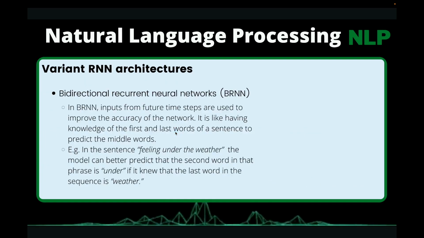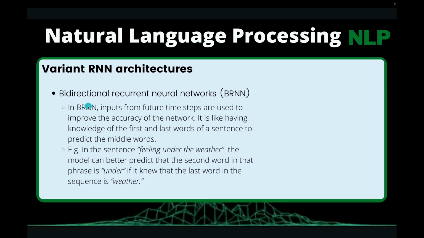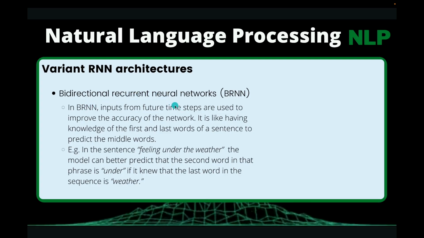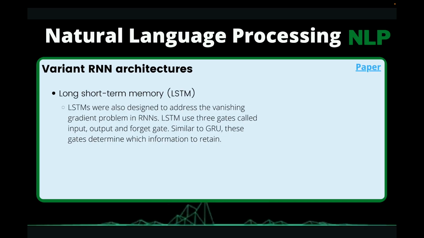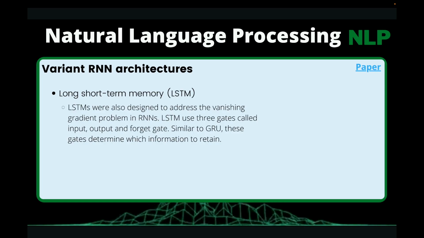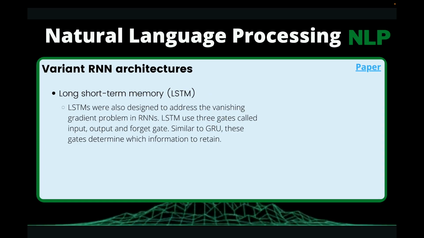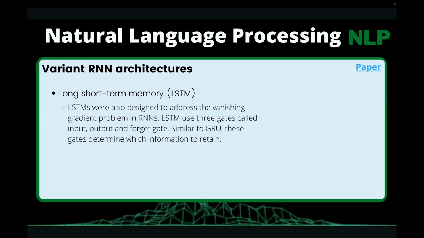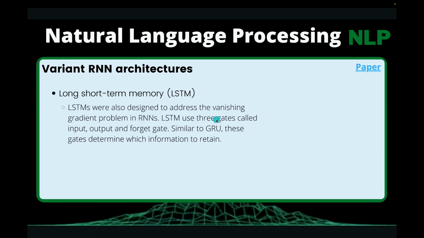So there are variants of this recurrent neural network. We saw the various architectures that we have, which is the bidirectional recurrent neural network. We also saw GRUs, and we talked shortly about LSTMs. So now what we're going to do next is to focus on this LSTM and try to understand how it works and why it's a breakthrough for us. As I said, I've given you the paper over here. You can just click on that to read about this LSTM.